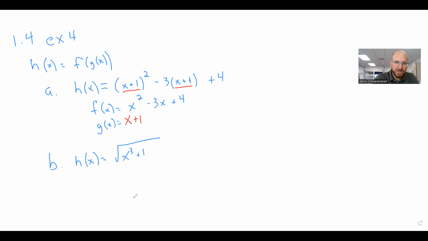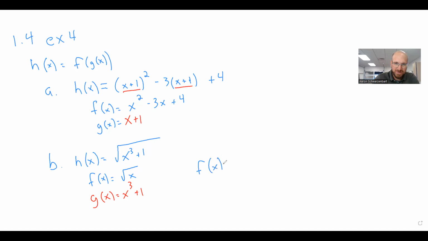So option 1 here, g of x is on the inside. g of x here is equal to, I'm going to say, x cubed plus 1, and f of x is the square root of x. And to me, that's the easiest option.